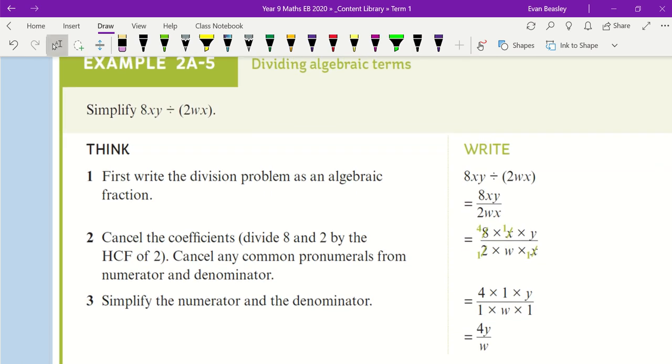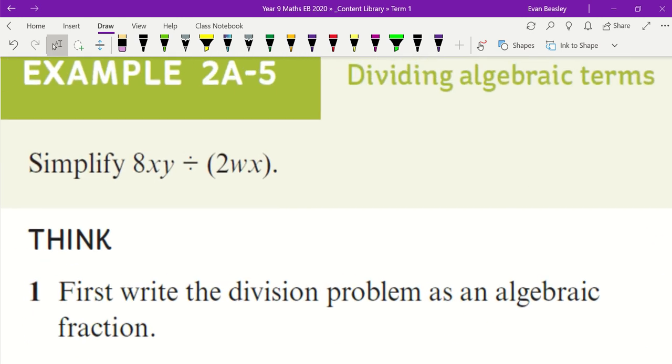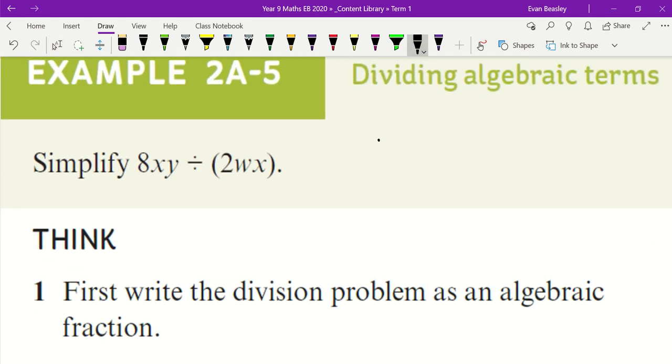Okay, let's have a look at this one. We've got 8xy divided by 2wx. So we need to set this up as a fraction. 8xy over 2wx. Now I can just cancel out.